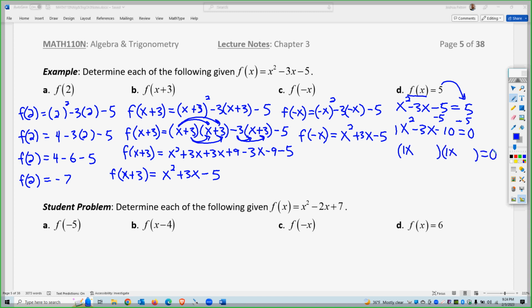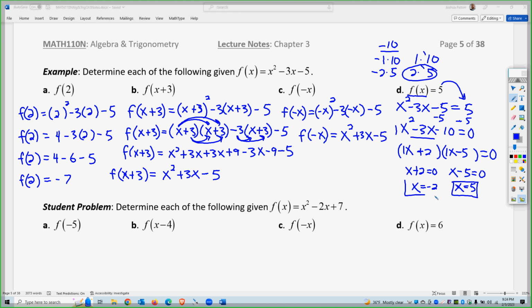equals 0. All right, so I get a negative 10. Negative 10 is either 1 and 10 or 2 and 5, but one of them has to be negative. Again, we're trying to get a negative 3, so it's clearly this one here: positive 2, negative 5. So x plus 2 is equal to 0, and x minus 5 is equal to 0. So x is equal to negative 2, and x is equal to 5 are my two answers. All right, pause the video, try the student problems for yourself.